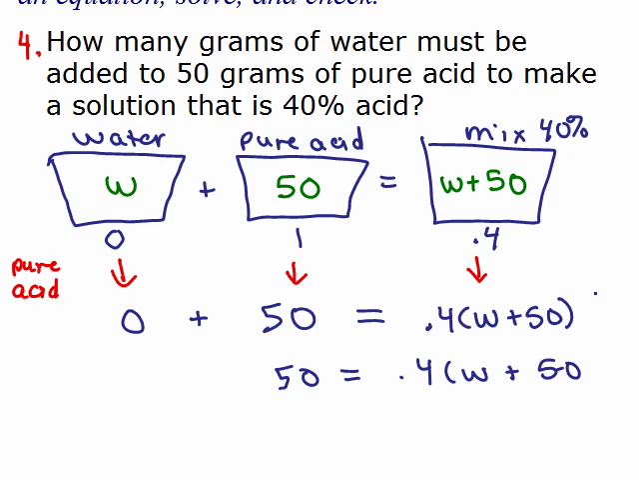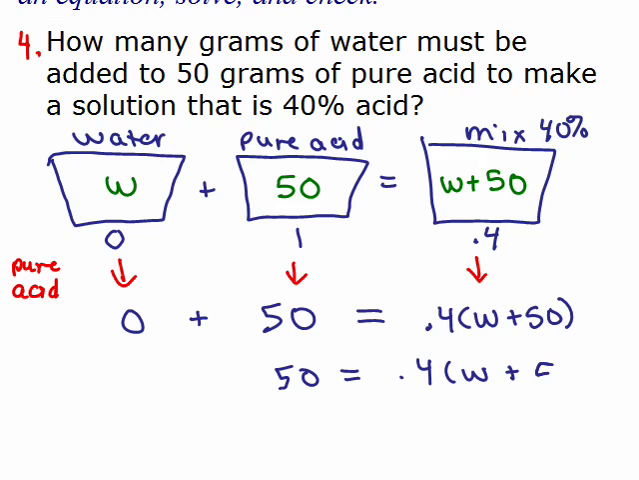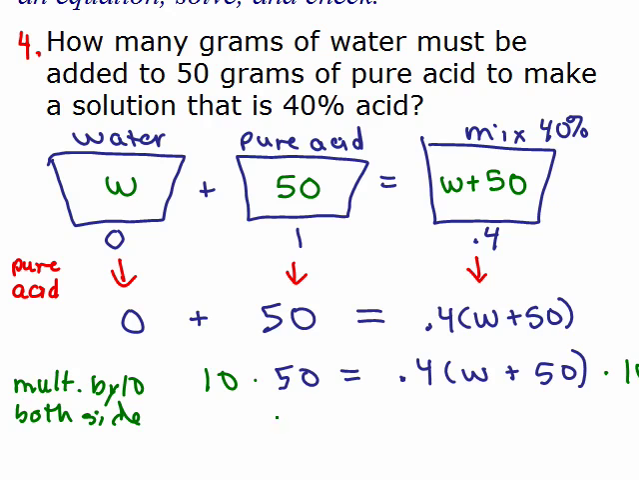Now again, you can leave it with decimals and deal with decimals. I like to get rid of the decimals, so I'm going to multiply both sides by 10 to move this decimal 1 to the right. So I'm going to multiply both sides by 10. Just to show you what's going on, I'm multiplying that side by 10, and I'm multiplying that side by 10.